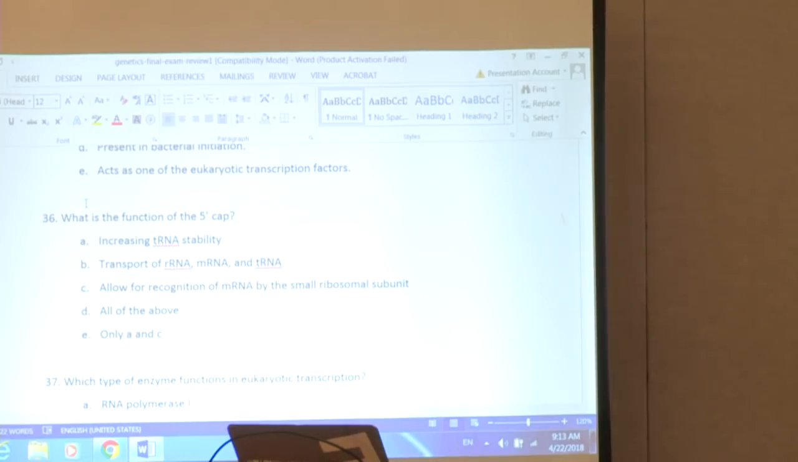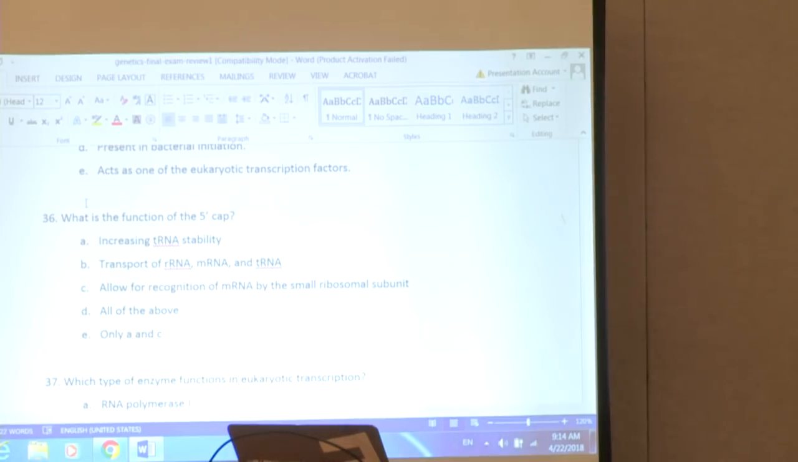So where can I find a 5' cap? mRNA? Yeah, so we find it in mRNA. Thank you. And what exactly is the 5' cap? It's the type of nucleotide, right? And we could say it's a modified guanine nucleotide added to the 5' end. And we find it in mRNA, so we're not going to see it increasing tRNA stability. It would increase mRNA stability.